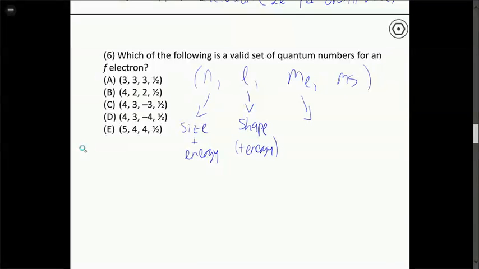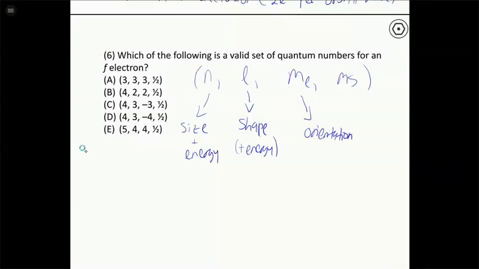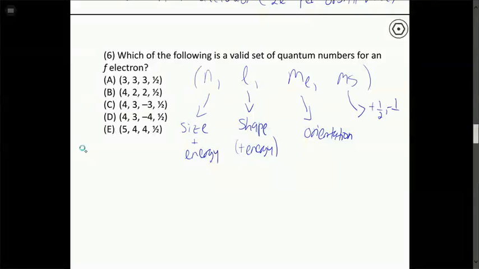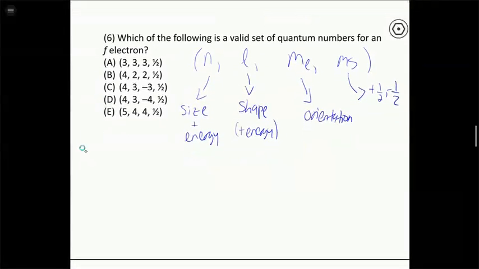M sub L, which is the third one, tells us the orientation of an orbital. When you have px, py, and pz, as we talked about, those differ with respect to the value of M sub L. There's not really a one-to-one correlation between the value of M sub L and the orientation, but suffice it to say that the value of M sub L will relate to the orientation of that orbital in space. And then finally, M sub S is the last one, which is a property of an electron and not an orbital. It has a value of either plus 1/2 or minus 1/2. It's what we call the spin of the electron. It only has 2 possible values. So those are all the quantum numbers.